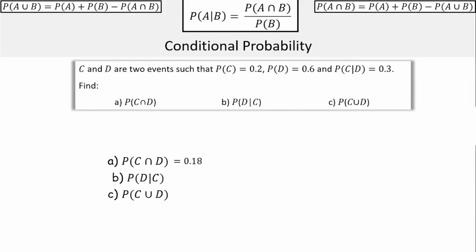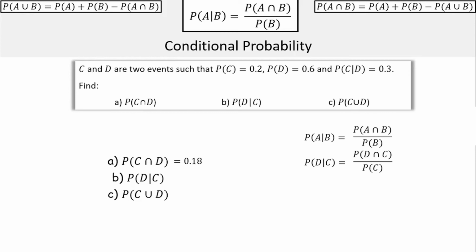Once again, we're here working with a given statement, D given C. I'm going to write out the formula, put the correct variables in their place, so I get probability of D given C is the intersection of D and C over the probability of C.